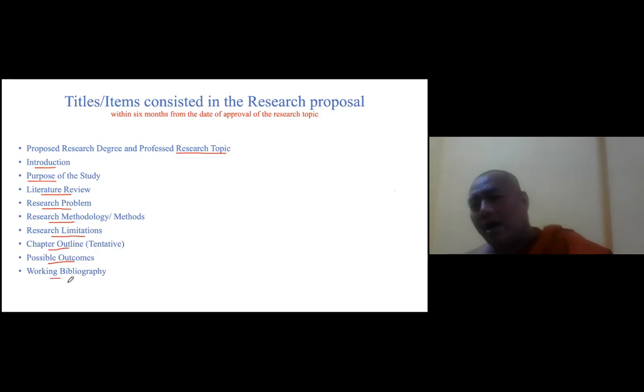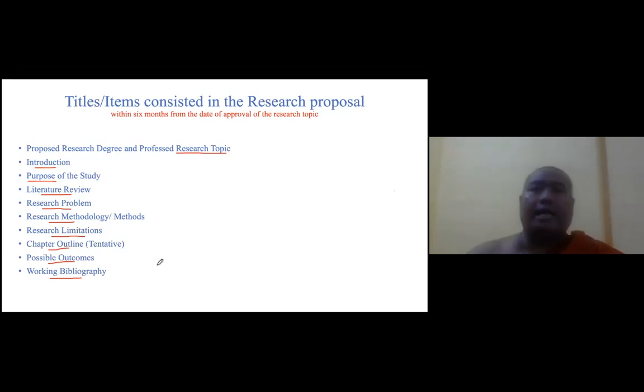Once again, bibliography. This is the aim of the research bibliography. You can mention, for example, 20 books or 30 books like that. So these 10 titles must be included in your research proposal. According to these 10 titles, you must write your research proposal. Okay?